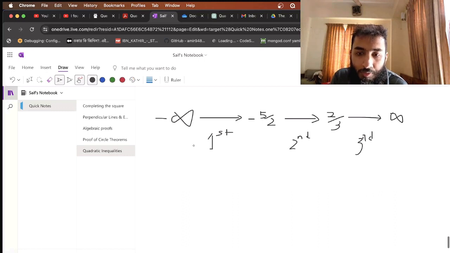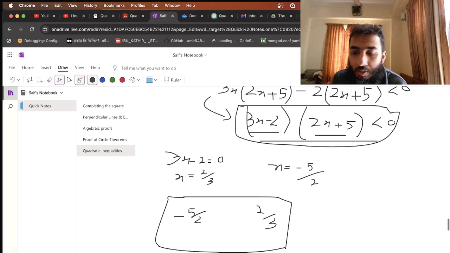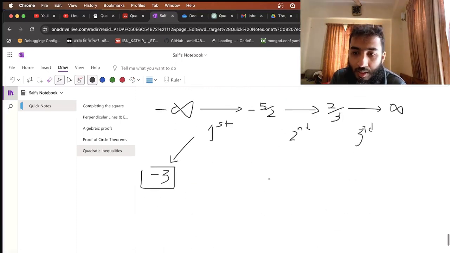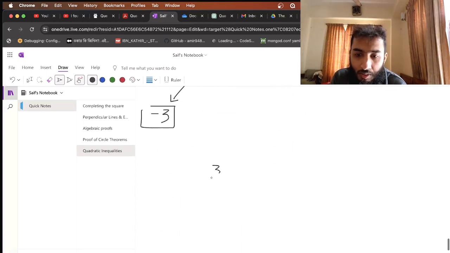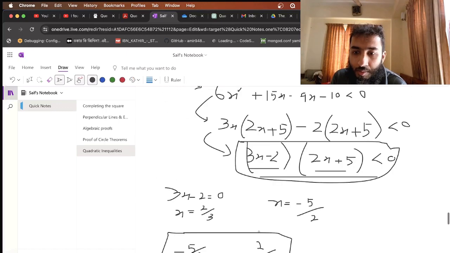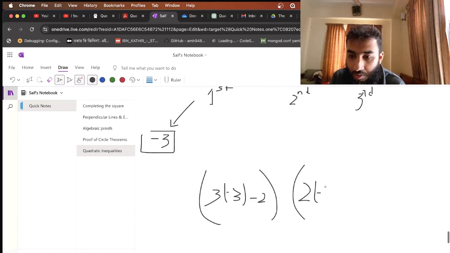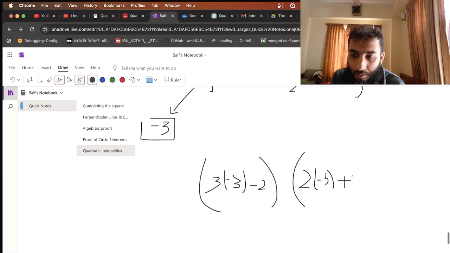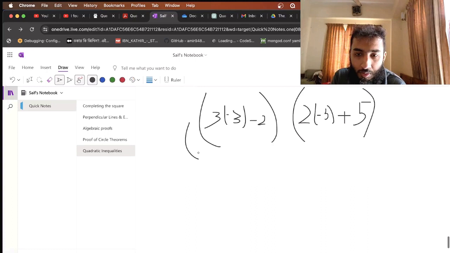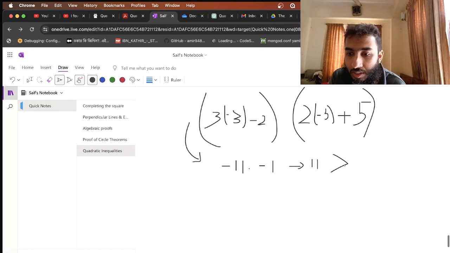So if you take a value from the first interval, something between minus infinity and minus 5 by 2, which is basically minus 2.5, let's say minus 3. Let's use it in this inequality. 3 into minus 3 minus 2 is one term. Another term is 2 into minus 3 plus 5. 3 into minus 3 is minus 9, minus 2 is minus 11, multiplied by minus 6 plus 5, which is minus 1. So the multiplication is 11, which is greater than 0.